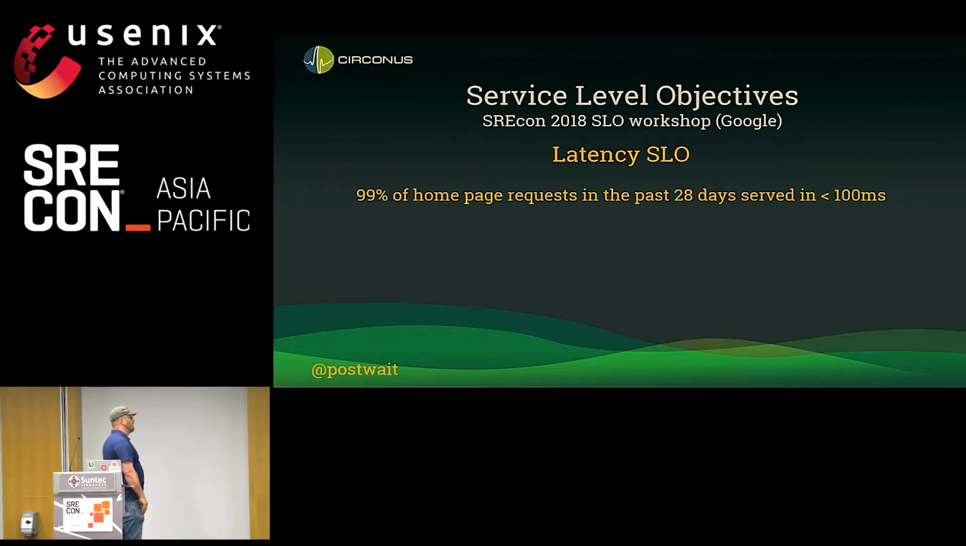So an example of a latency SLO is 99% of the homepage requests in the last 28 days served in 100 milliseconds. By the end of this, you will realize this is just a horrible SLO. But let's dive into what this actually means.